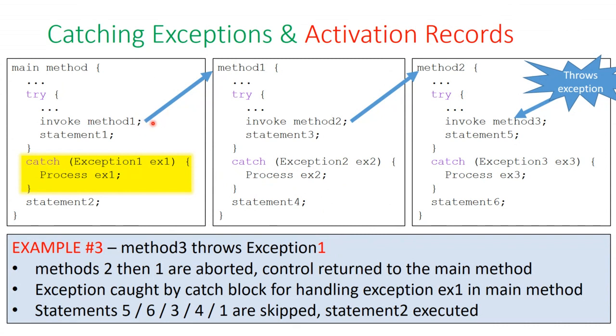Invoke method 1, it aborted, skip statement 1, for the same reason, go to the end of the try block, catch exception 1, finally a match. So now that I match, this yellow highlighted catch block is going to be executed, everything in it will be executed, and then I resume execution with statement 2. And that's it. So always the same pattern, okay?